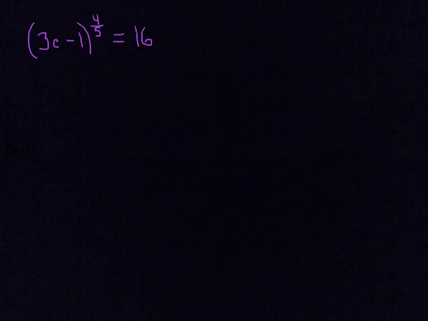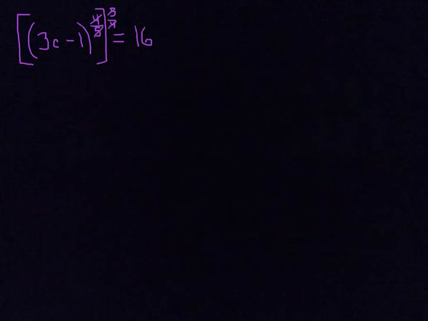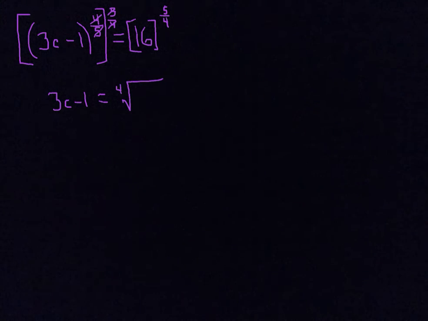All right, this problem is very similar to the last one. We got something raised to an exponent, so I want to get that raised to the first power by multiplying, by raising it to the reciprocal. This would all cancel, leaving me with just 3c minus 1. But if you do something to one side, you got to do it to the other. So I need to raise this to the 5/4 power, which when you convert it would be the 4th root of 16 to the 5th power.